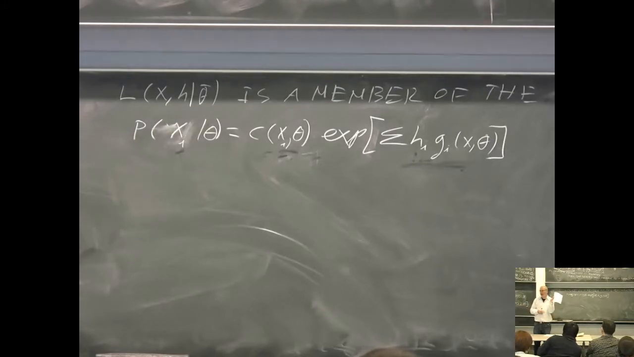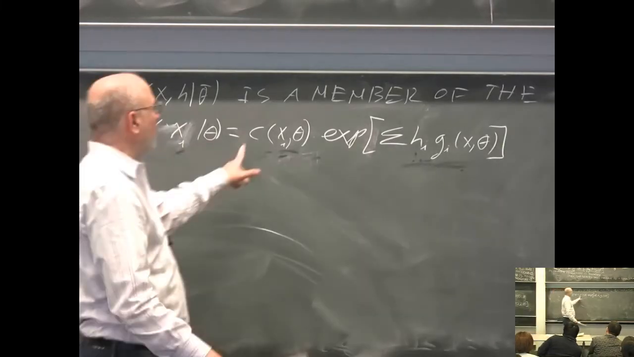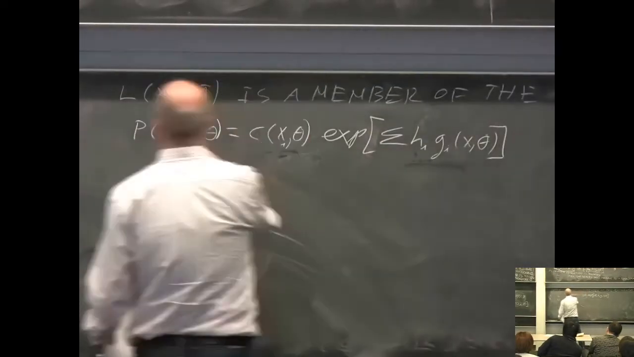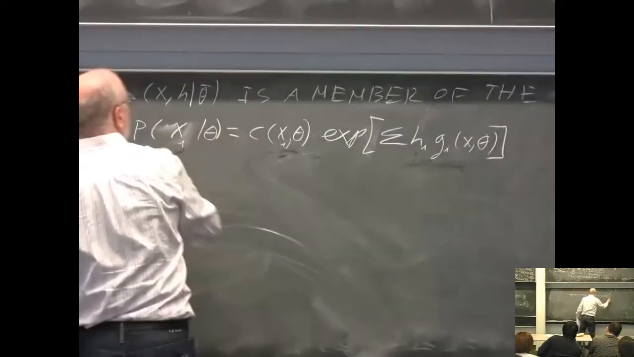So he shows you here what example does he give? Mixture of Gaussians, the most classic example, can be brought to this format. So he will identify for you what C is and what G is. So this is the definition of a member of the exponential family.